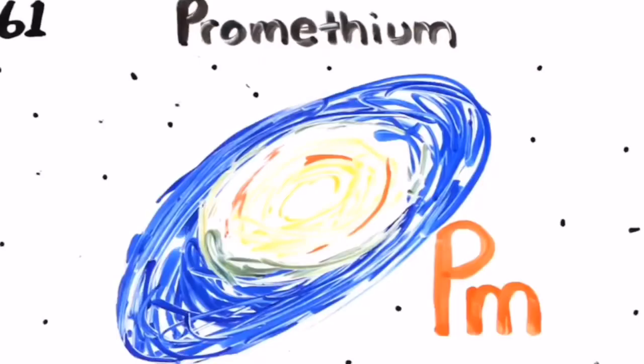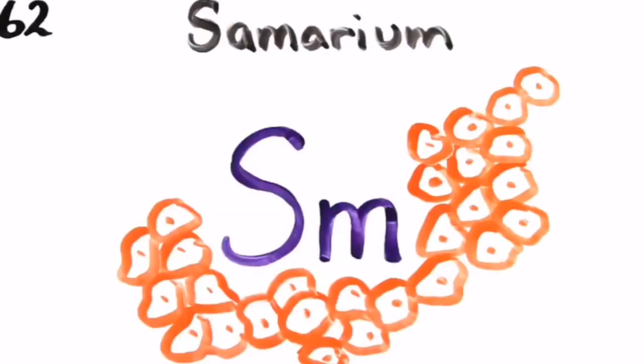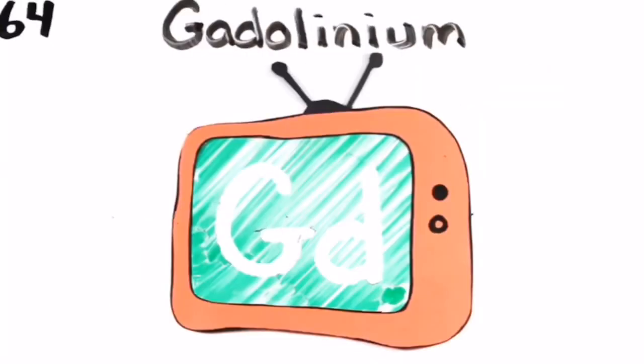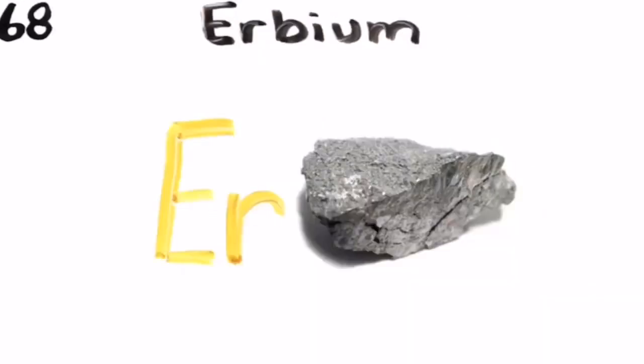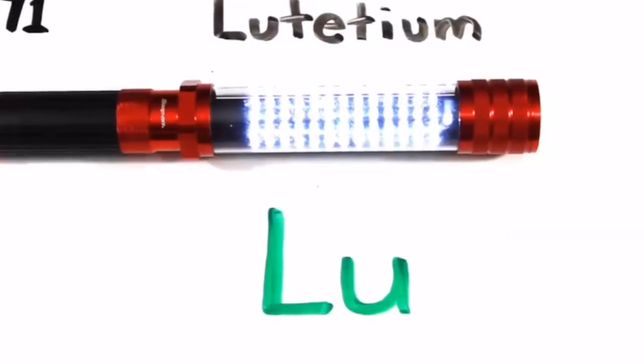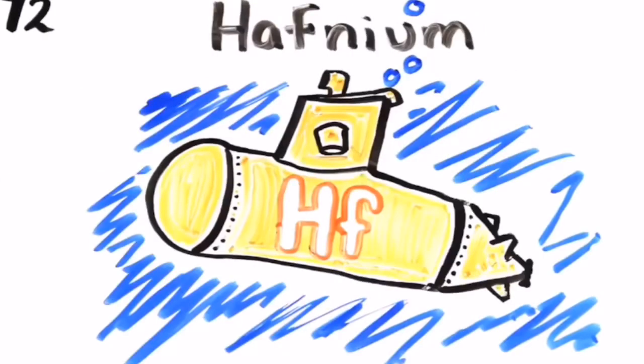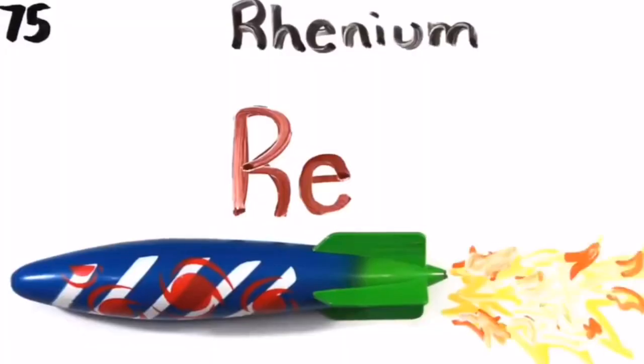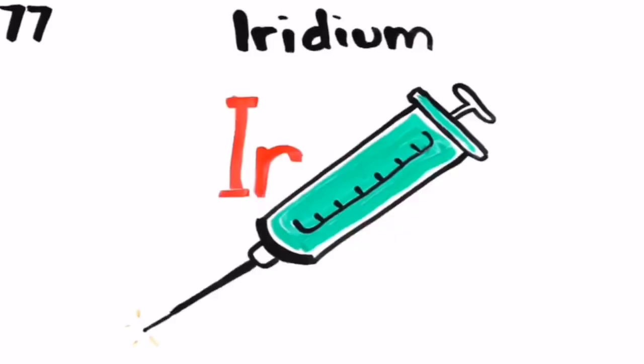Neodymium's next to promethium, then 62. Samarium, europium, gadolinium, and terbium, dysprosium, holmium, erbium, thulium, ytterbium, lutetium. Hafnium, tantalum, tungsten, then we're on to rhenium, osmium, and iridium.